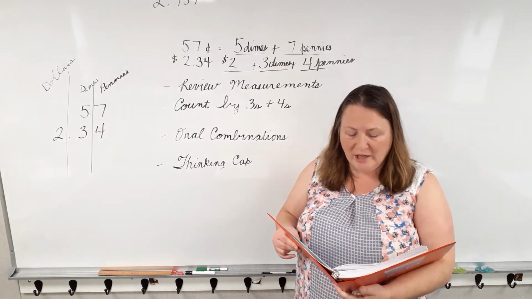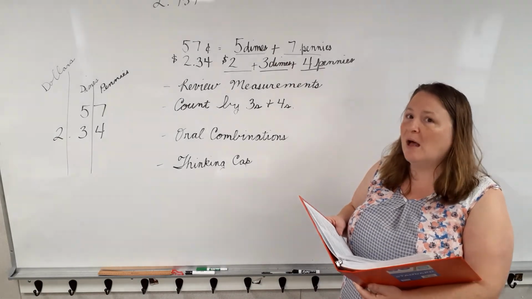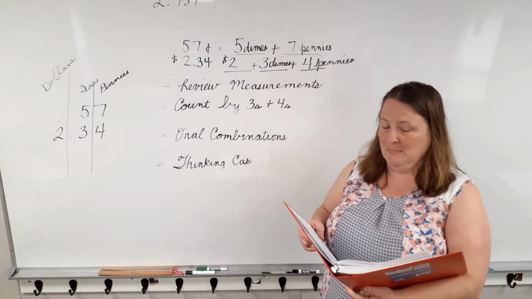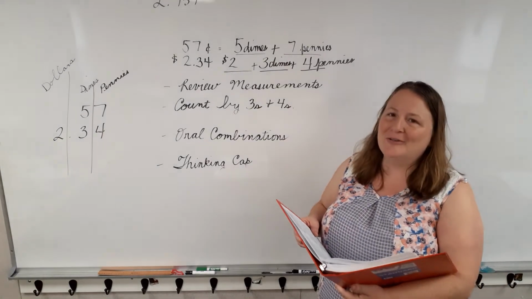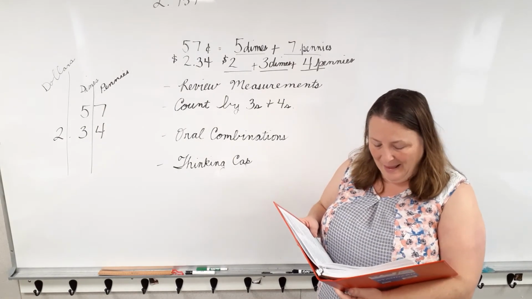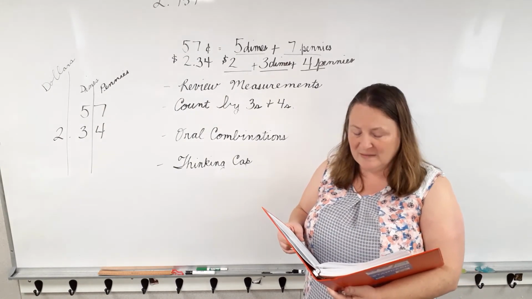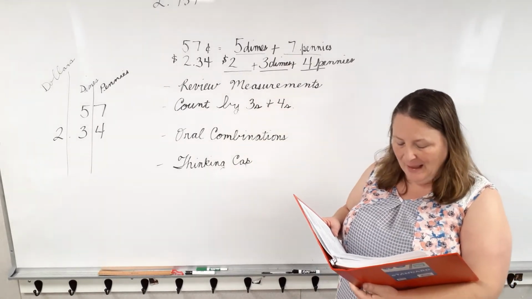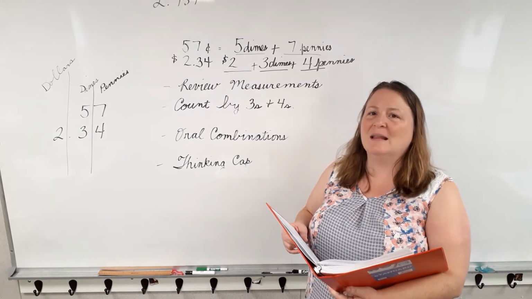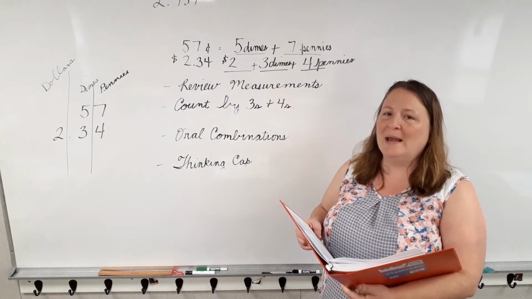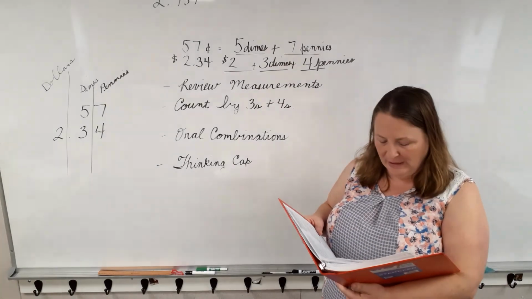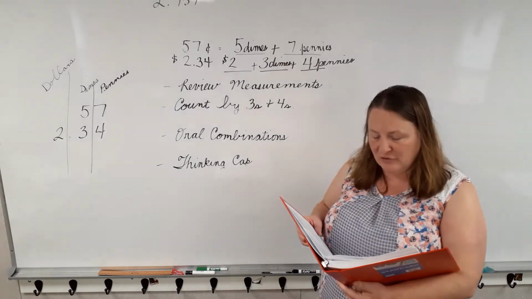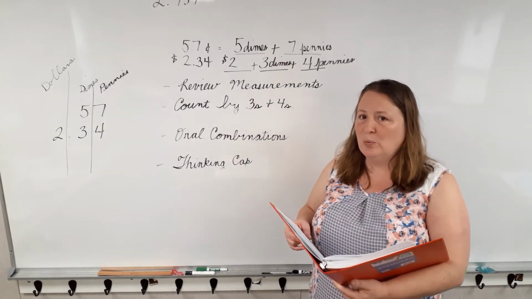How many days are in 1 year? 365. How many days are in 1 leap year? 366 days. How many days are in February when it's not a leap year? 28 days. How many days are in February when it is a leap year? 29 days. How many ounces are in 1 pound? 16 ounces. How many months are in 1 year? 12 months.